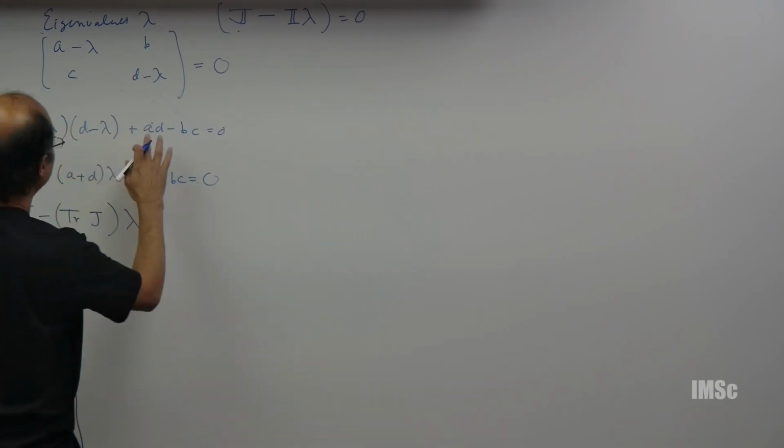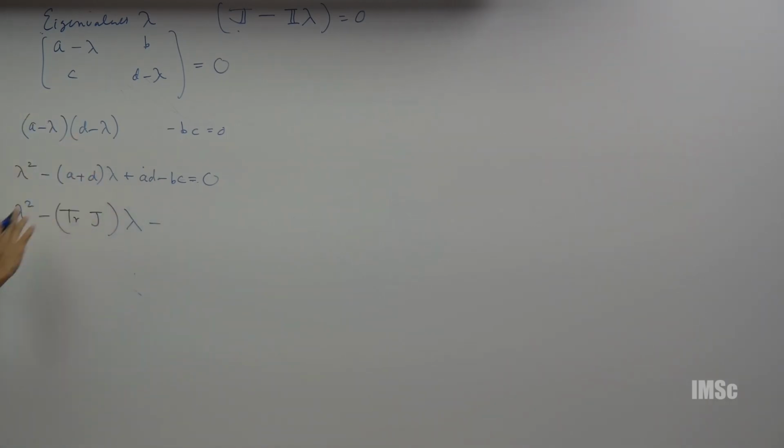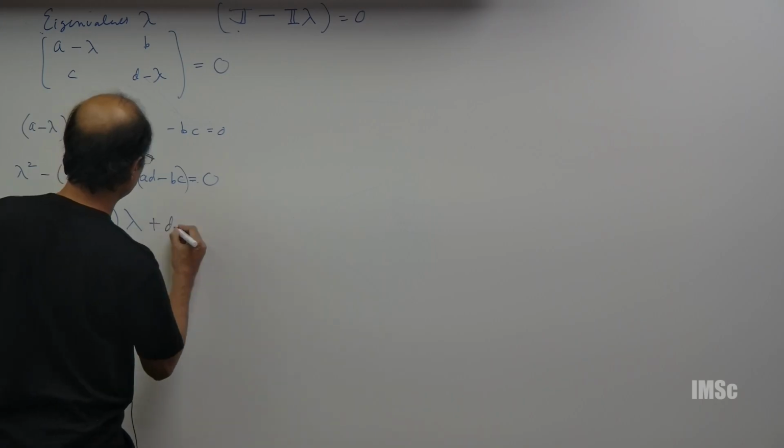So this AD comes from this factor. And what is AD minus BC? It's the determinant of J, right?